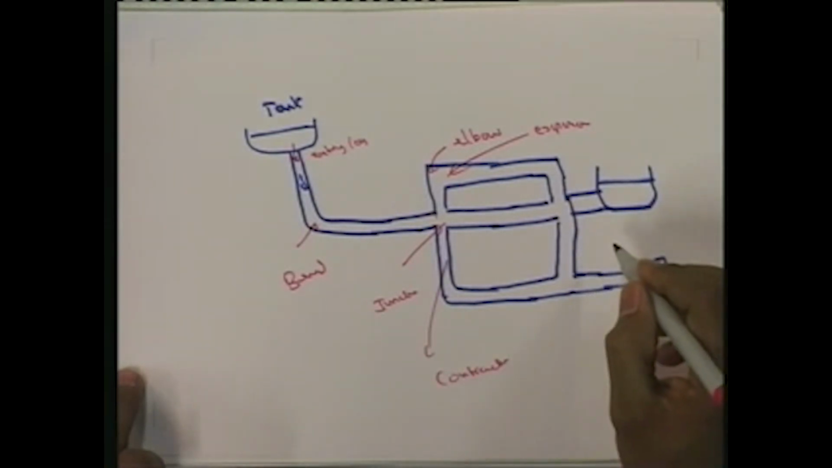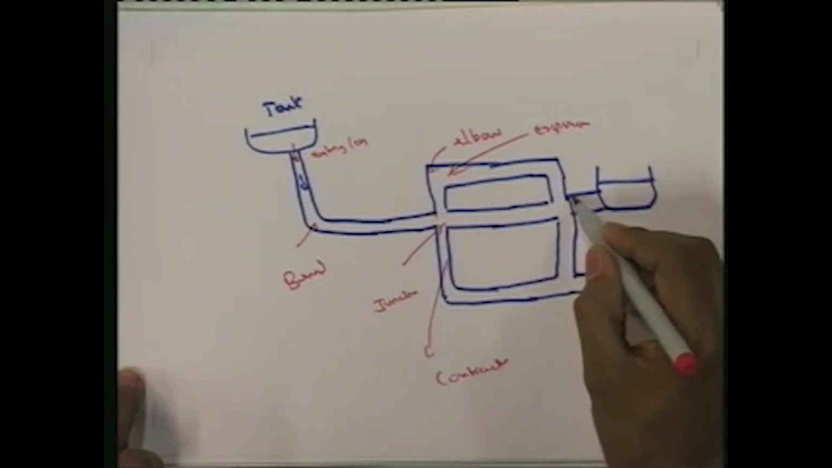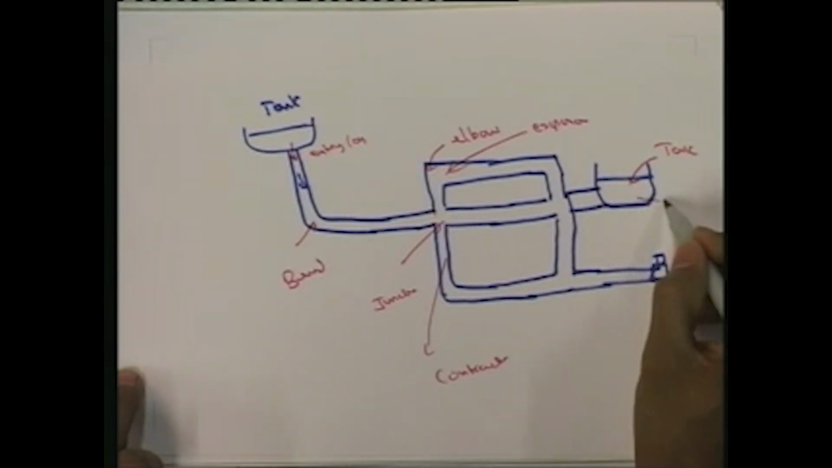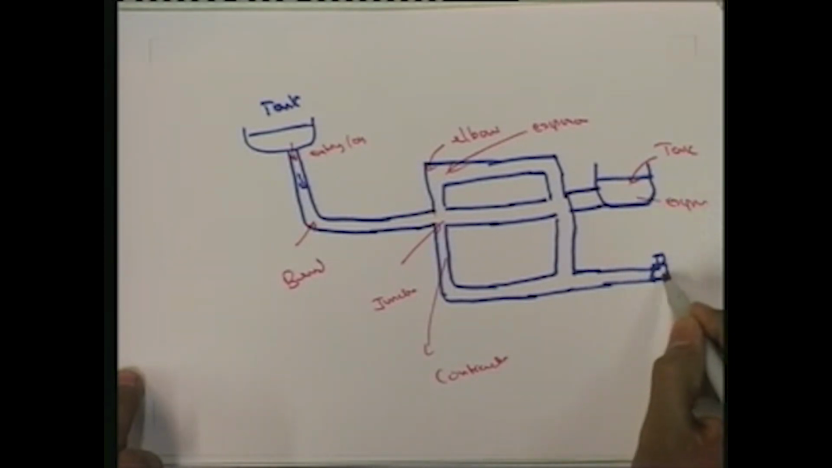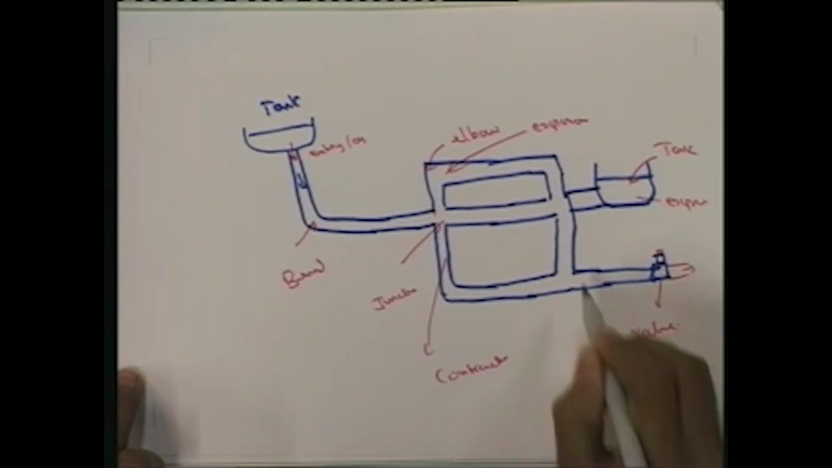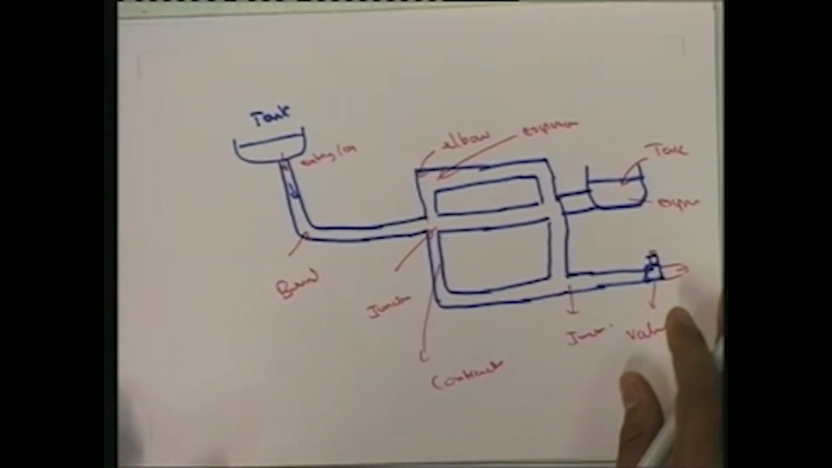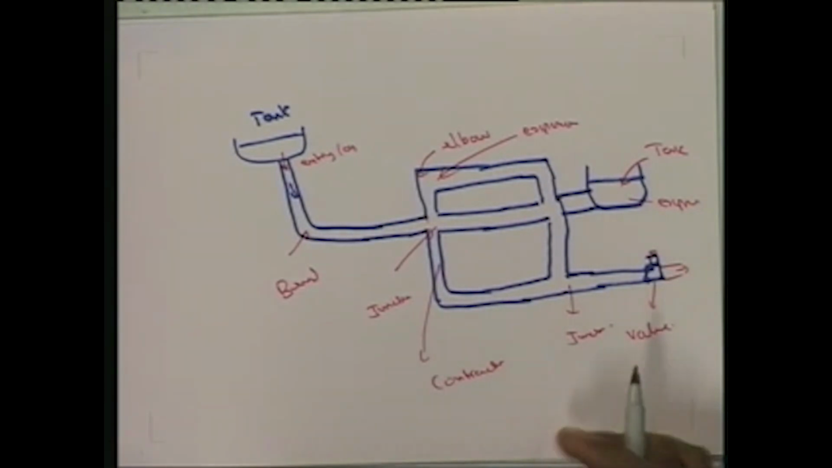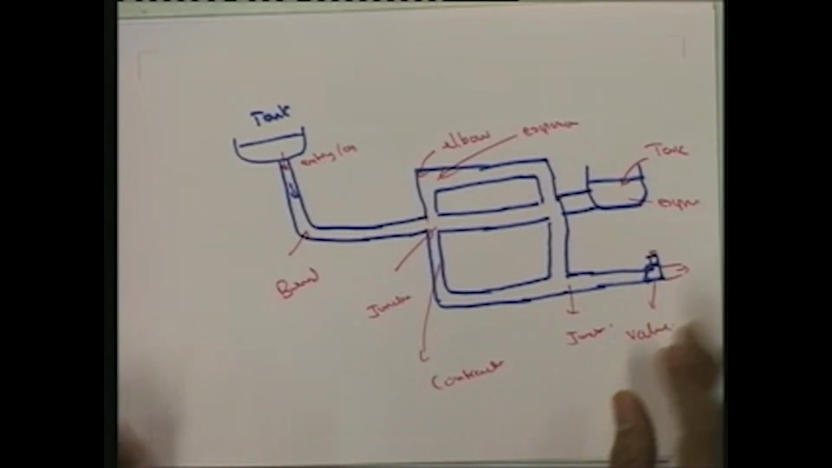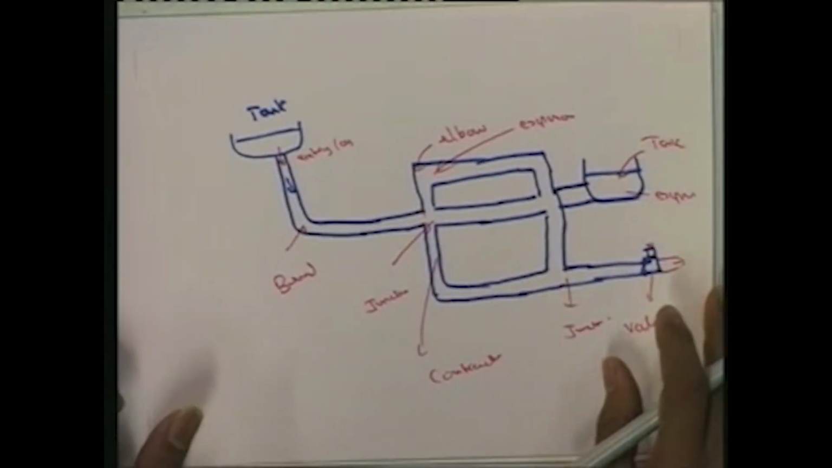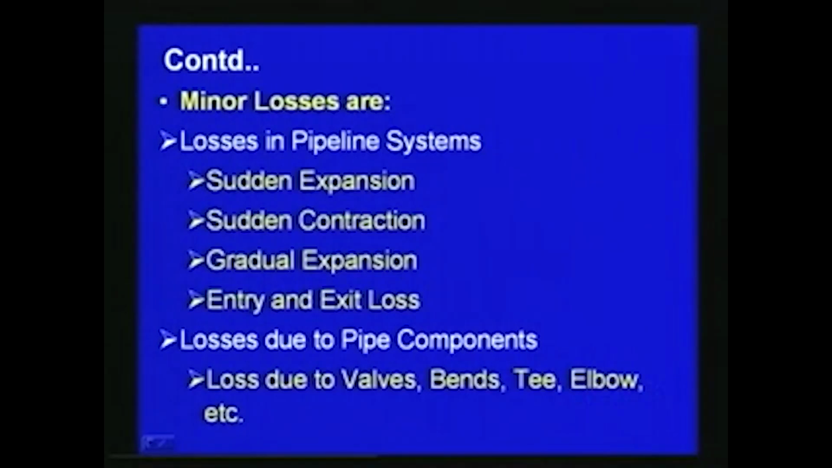So, like that, and then finally, when this pipe joins this tank, again expansion. And here if you provide a valve, the flow continues here. So, this is a valve, and here there is again a junction. There are a number of components included in such a flow system, including expansion, contraction, etc., entry loss, exit loss. So, we have to consider all these losses as far as pipe flow is considered.